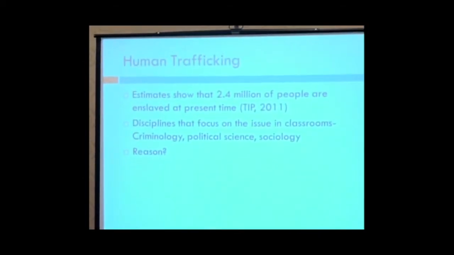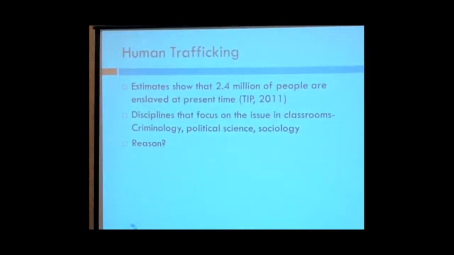Why is it hot? Because there are 2.4 million people who are enslaved on a given day. Now, are these estimates accurate? I don't know. I don't think so. But these are estimates, and that tells us that even if it's half of it, the numbers aren't anywhere close to where they should be.